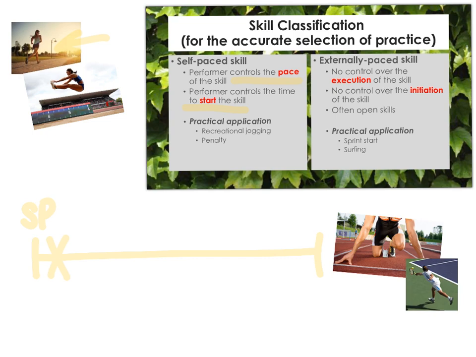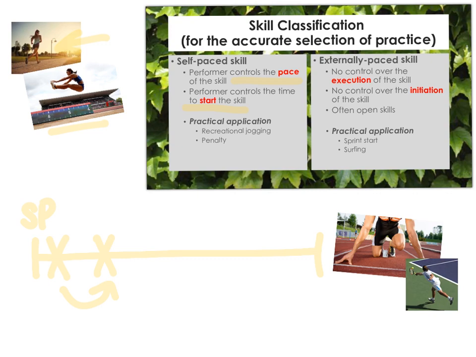This long jumper we would place lower down the continuum, and the reasons for that are the performer controls the pace of the skill until they are in the air, and they control the start time of the skill up to a certain point, but the judges will make them take their run up between a certain time to keep the competition in flow. But these are the reasons you can argue it would be lower down than a recreational jogger.